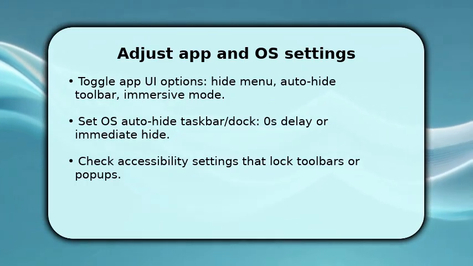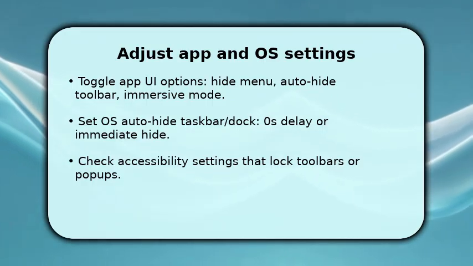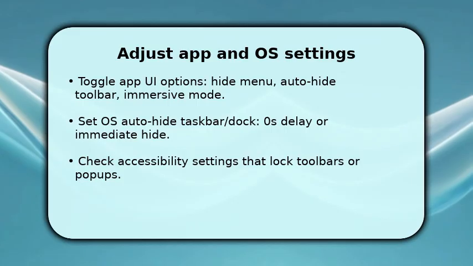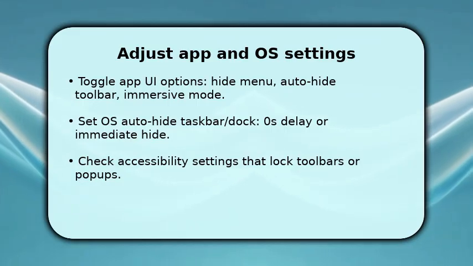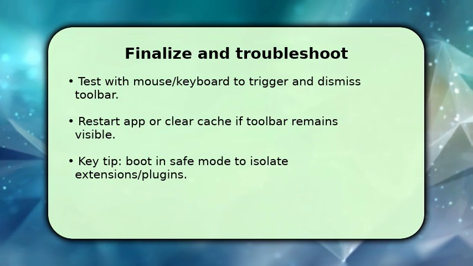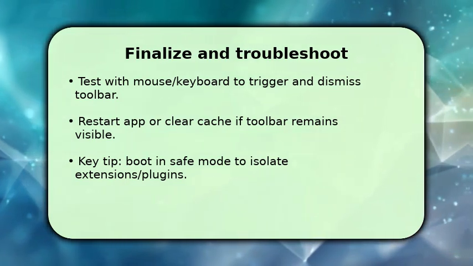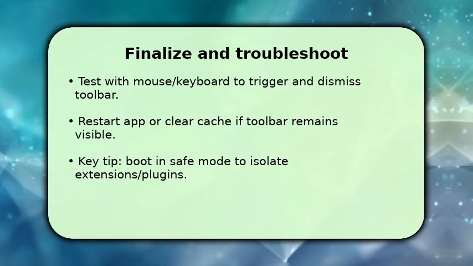Also inspect accessibility features. Some settings prevent auto hide to aid navigation, so make sure those aren't forcing the toolbar visible while in Fullscreen. Finish by testing interactions. Move the cursor to the screen edge and away, press ESC or F11 to dismiss any visible toolbar, and confirm it stays hidden during normal use.